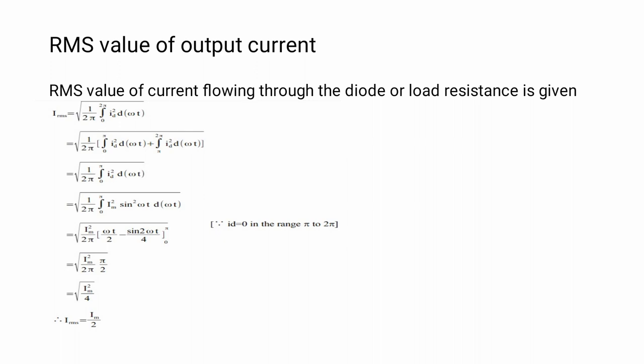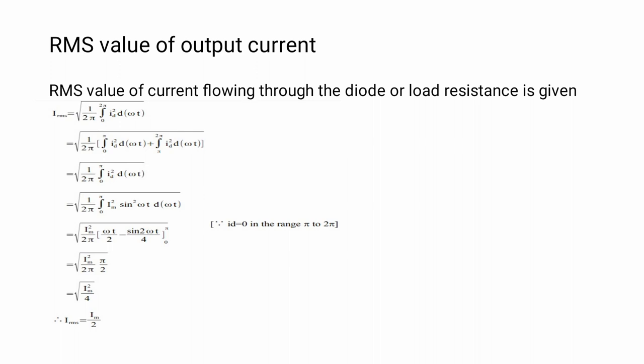So I_RMS is equal to root over of 1 by 2π ∫ from 0 to 2π of i_D² dωt. In the next line, we similarly have 0 to π and π to 2π, where in the π to 2π range it is equal to 0. So we are considering only the 0 to π range and just put the value I_m sin ωt, and after the normal integration we have I_RMS equal to I_m by 2.